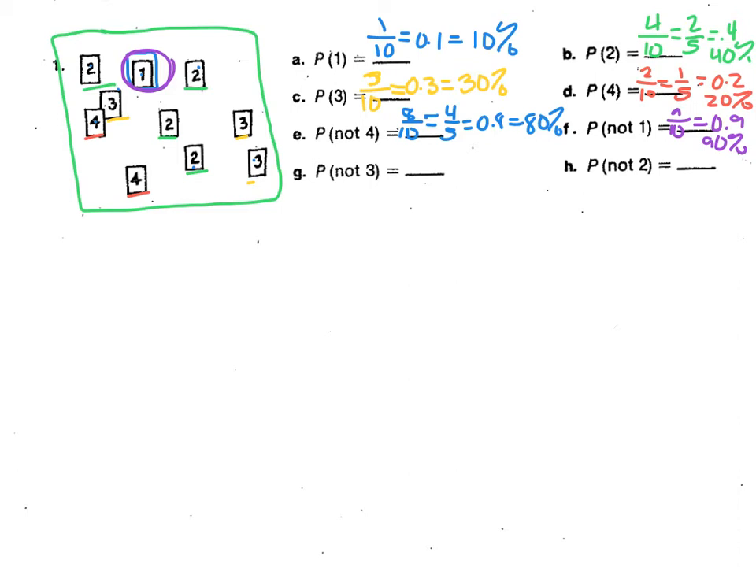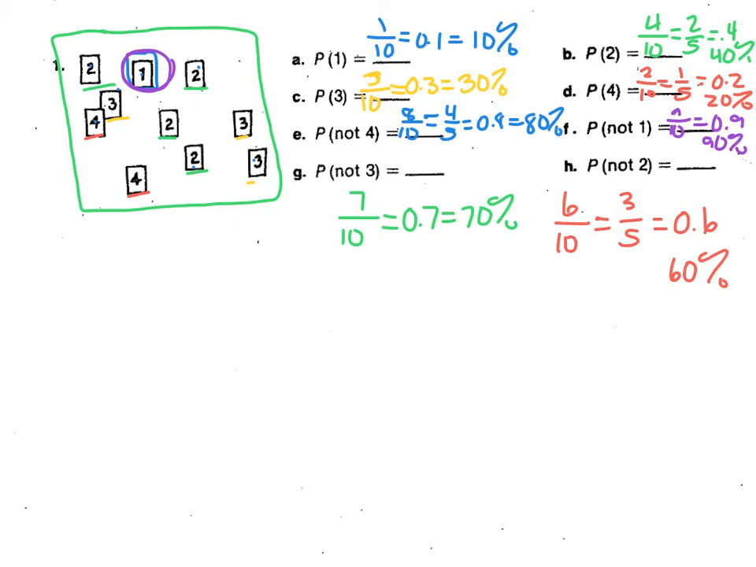All right, the probability of not getting a 3. So if you take a look at this, there are 3 3s in the deck, which means there are 7 cards that are not 3s out of the 10 possibilities. This is the same as 0.7 or 70%. And the last example, the probability of not getting a 2. Well, there are 4 2s in the deck, so there are 6 cards that are not 2s out of 10 possibilities. This simplifies to 3/5, which is the same as 0.6 or 60%. So those are some examples of how to work out those types of problems.